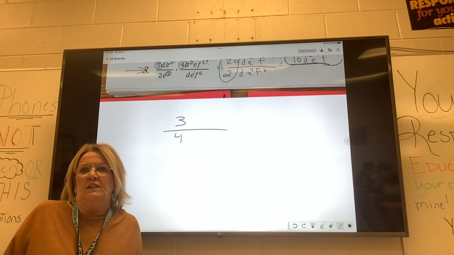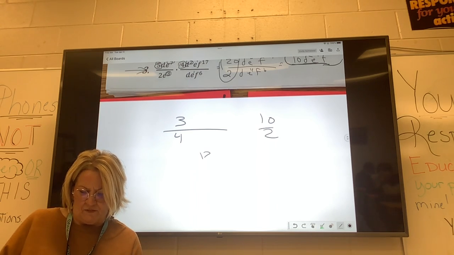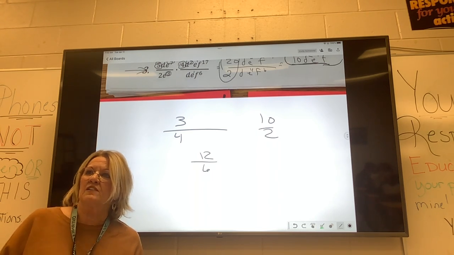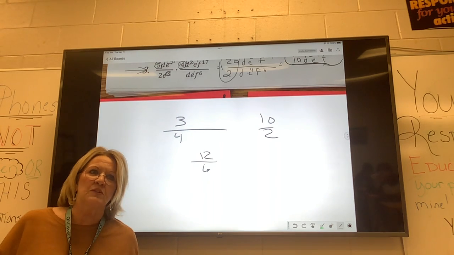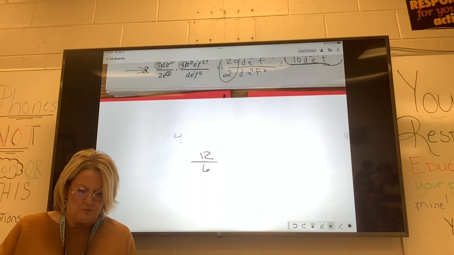You can't change it. But if I had a 10 over 2, I can make that a 5. A 12 over 6, I can make that a 2. So if you can simplify it, do simplify it. If you can't simplify it, you leave it alone.